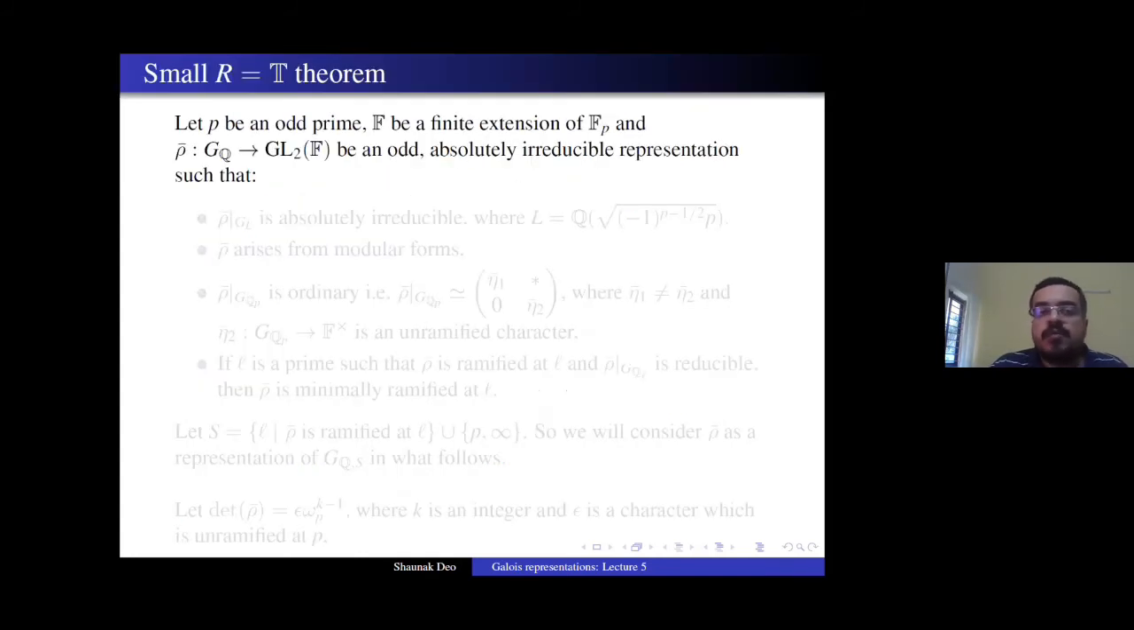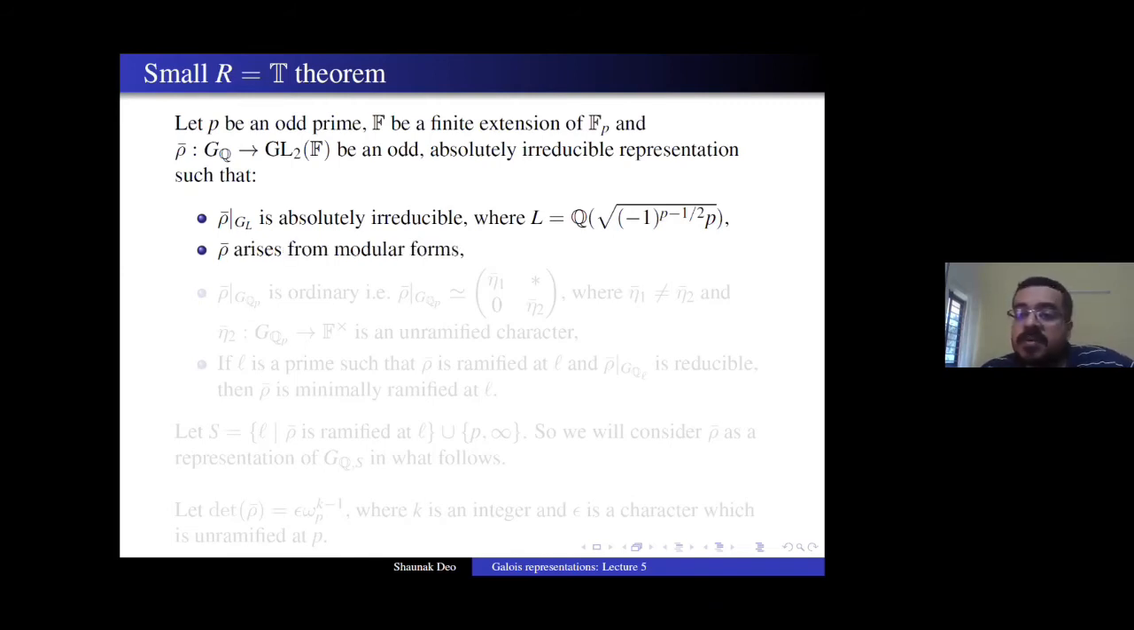We are not going to state the proof, but this is a special case of the theorem of Taylor-Wiles and Diamond. So let p be an odd prime, F be a finite extension of F_p, and rho bar be an odd irreducible representation, such that rho bar restricted to G_L is absolutely irreducible, where L is Q adjoined with the square root of (-1)^((p-1)/2) times p. This is the usual quadratic field we saw.